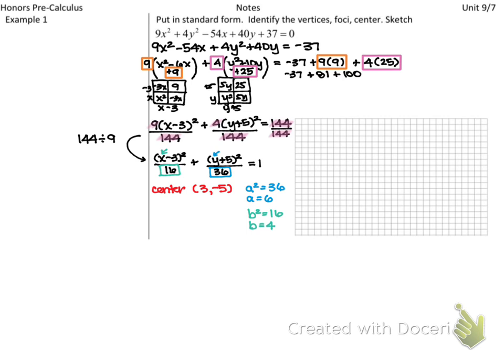Okay, I think I'm going to go ahead and start sketching this, try to get some stuff on here so we can make heads or tails out of what's going on. So go ahead and set up your axes here, and then let's get some points plotted.